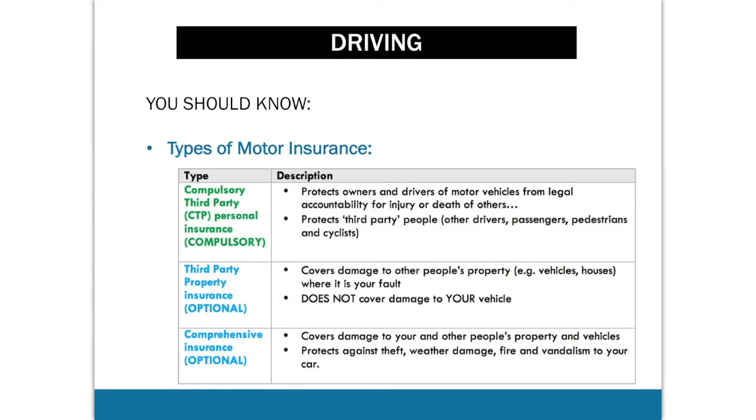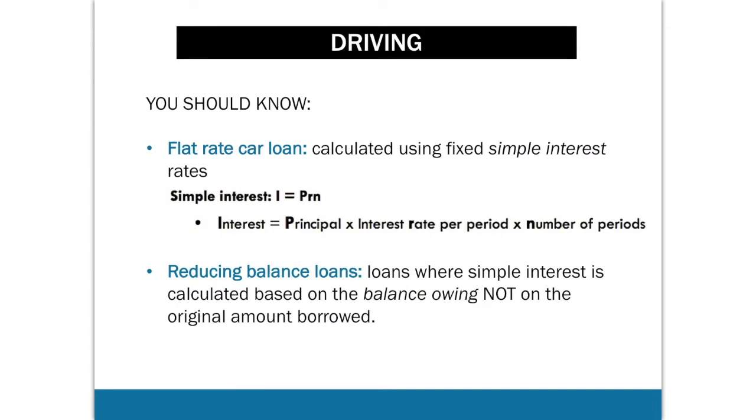Okay, so the types of insurances we have are compulsory third-party personal insurance, third-party property insurance, and comprehensive insurance. I invite you guys to pause the video now and just review what these terms mean before moving on to questions.